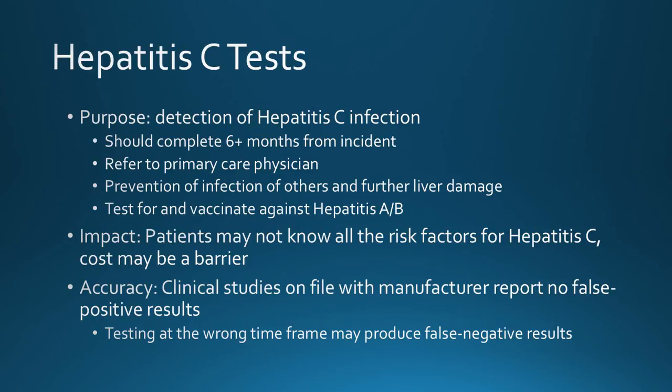And the impact of this test is kind of limited. Patients may not know all the risk factors for hepatitis C, so they may not know that they should be testing, and cost may be a barrier. The test can be about $60 to $100. Accuracy is fairly good, though. There are no false positive results on file, but again, testing at the wrong time frame may produce false negative results. So that's the biggest issue and challenge with these tests.